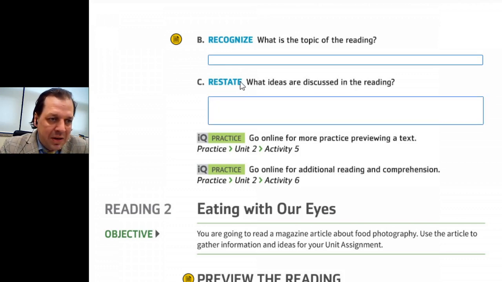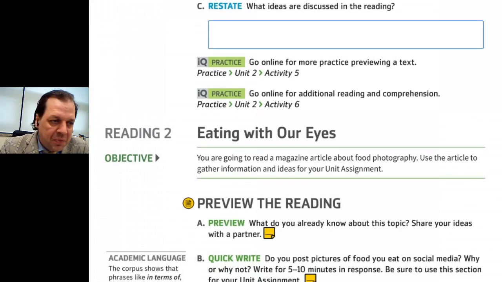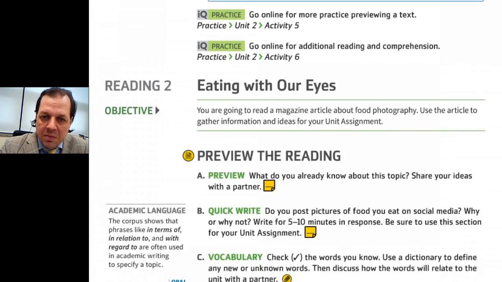Okay, you can restate, which means you can be concise and make a short answer about what ideas you expect to be reading. There's a couple online practices here, so again, you can stop here, go into your online work if you'd like, or you can keep going with the student book and our lecture, and then go into your online work after finishing the student book.